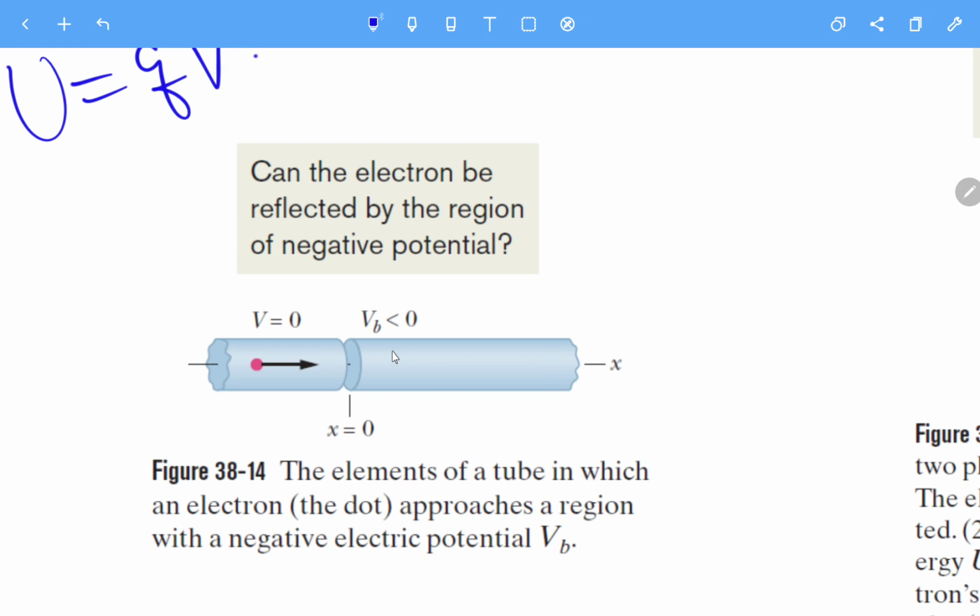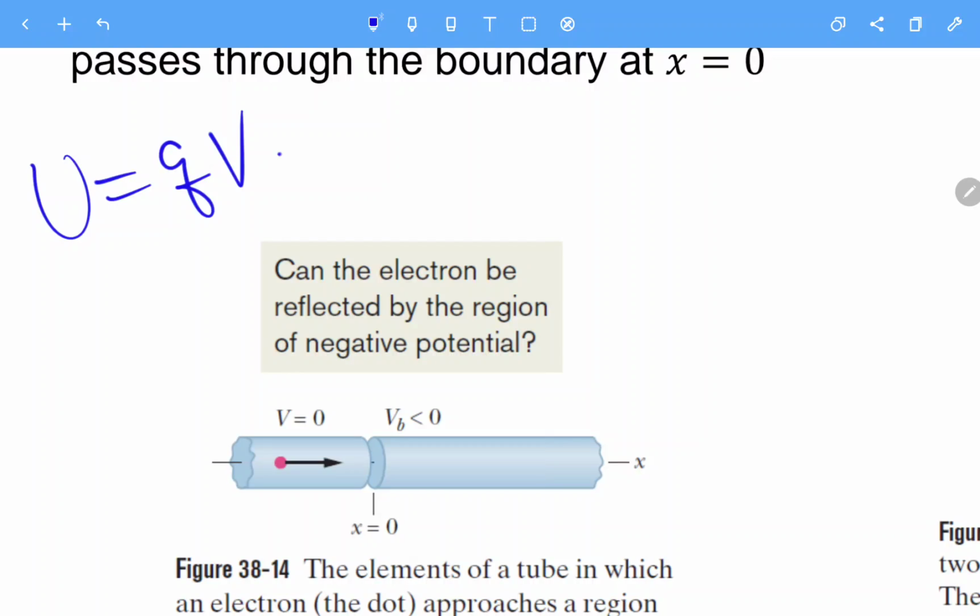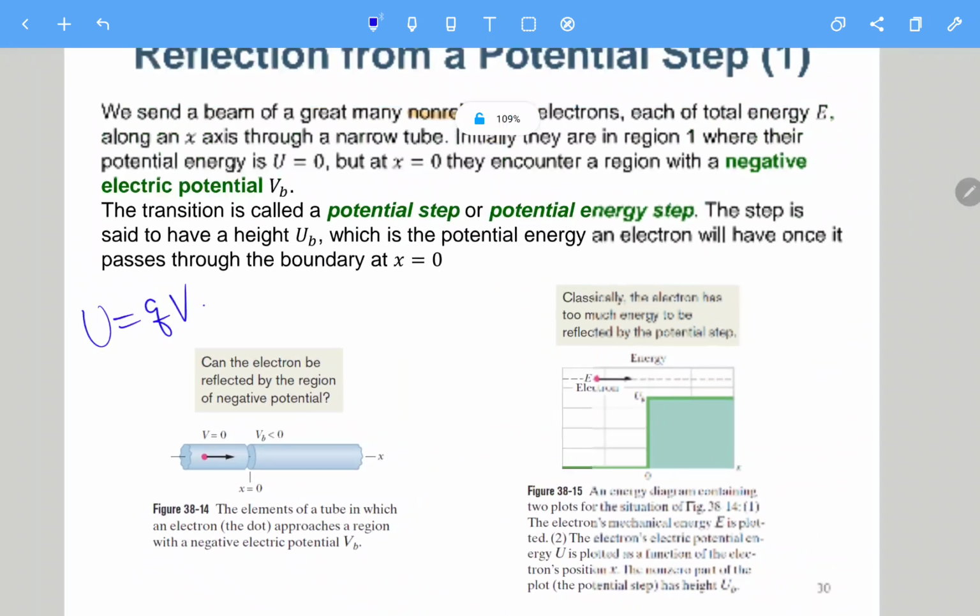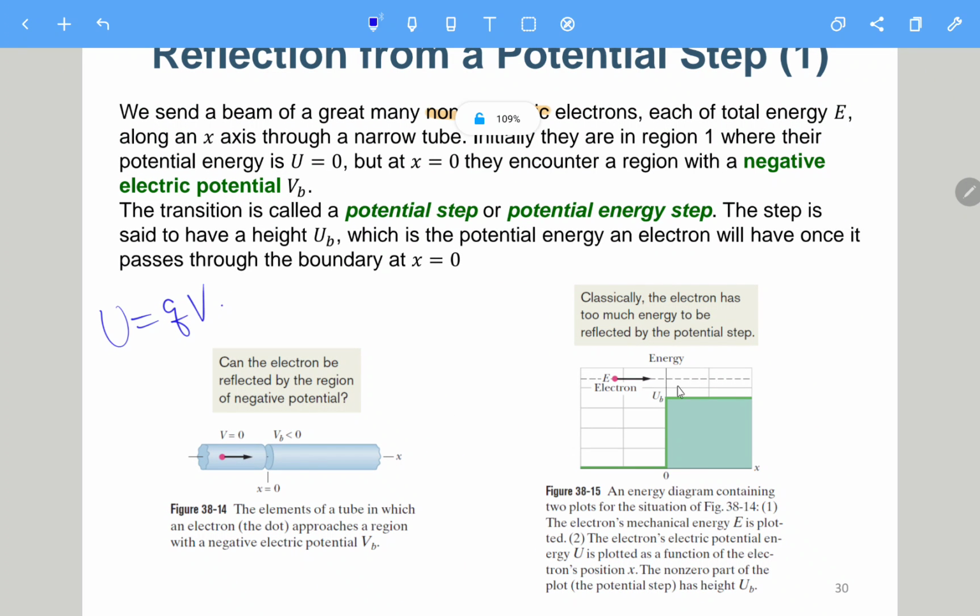In such a way, there is a potential. The potential energy will be larger than 0, because if this V is negative and this Q is negative, E is also negative. So negative times negative is positive. So finally, we have a positive energy step here.